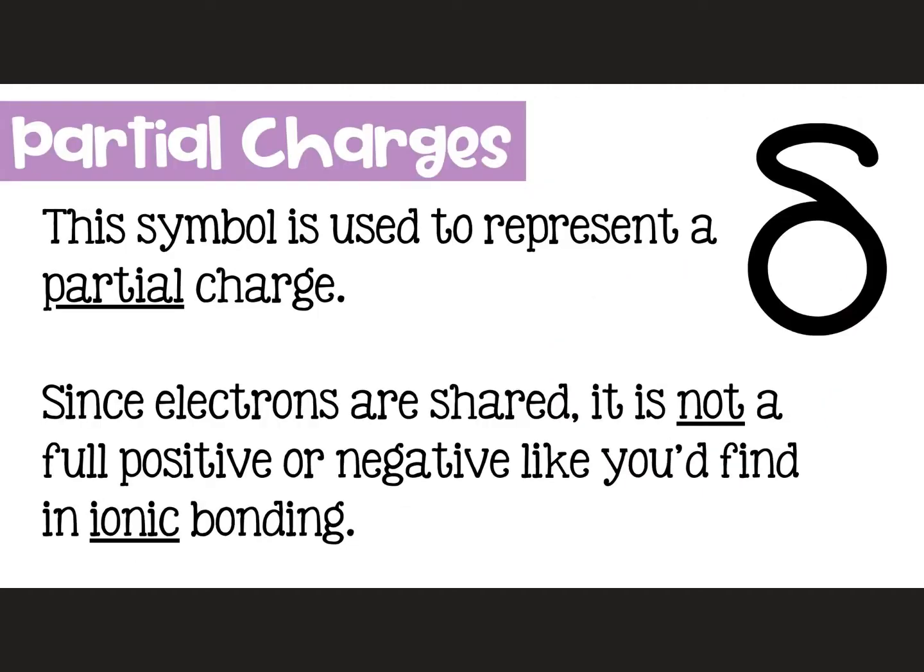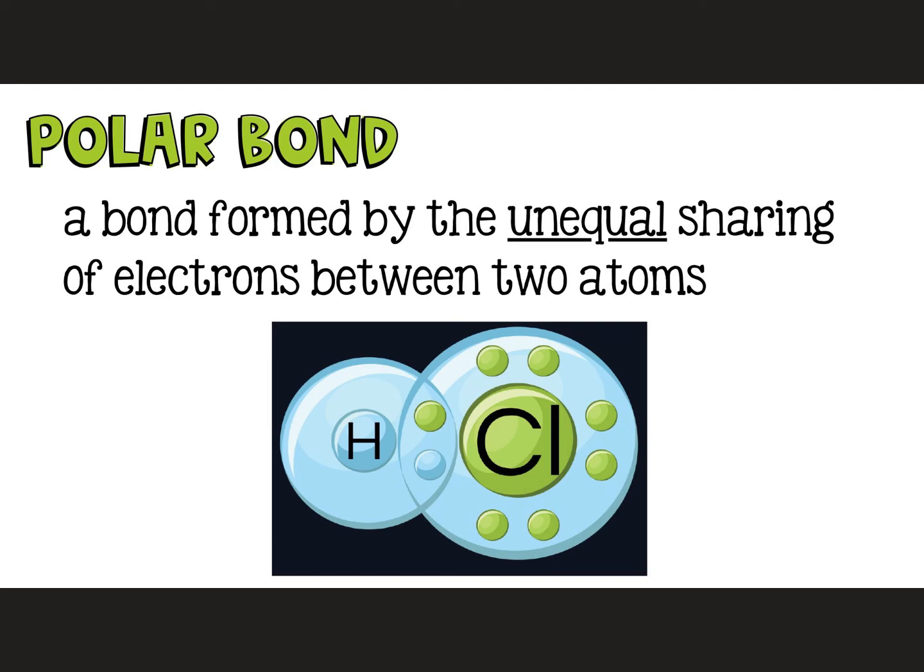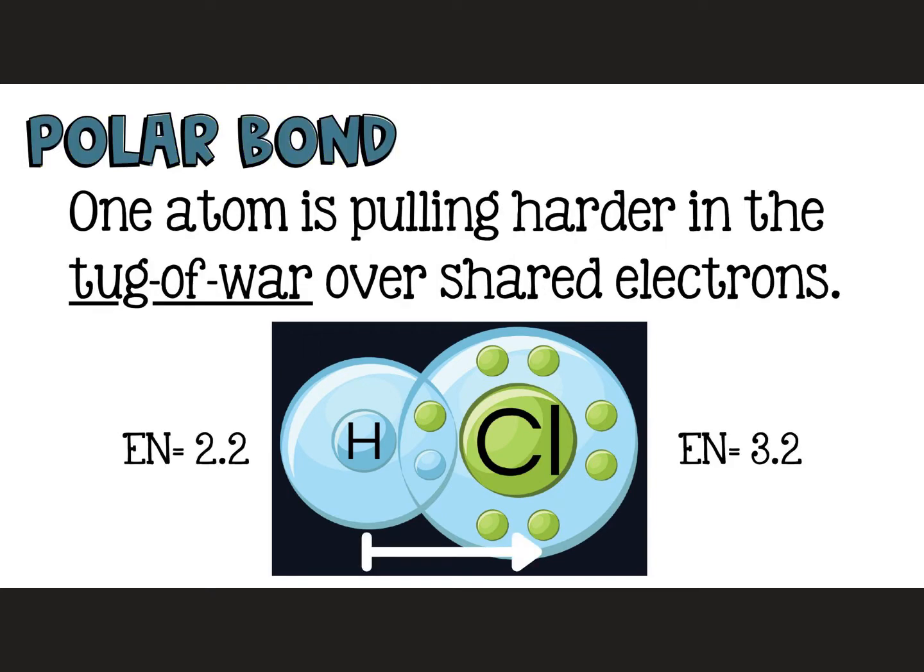This symbol, a lowercase delta, is used to represent a partial charge. Since electrons are shared, it is not a full positive or negative like you'd find in an ionic bond. A bond formed by the unequal sharing of electrons between two atoms is called a polar bond. In a polar bond, one atom is pulling harder in the tug of war over the shared electrons than the other atom. In this case, hydrogen has an electronegativity of 2.2, and chlorine has an electronegativity of 3.2.